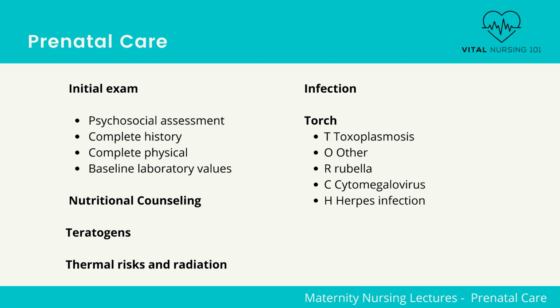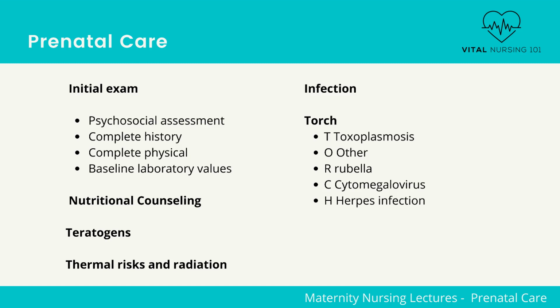Smoking increases incidence of abortion, prematurity, and more. Quantity of alcohol may produce fetal effects such as central nervous system malformation and neurological problems. Teratogens also include thermal risks and radiation. Teach the patient to avoid hot tubs, long baths, or excessively hot showers. Infections such as Group B strep are also considered teratogens.